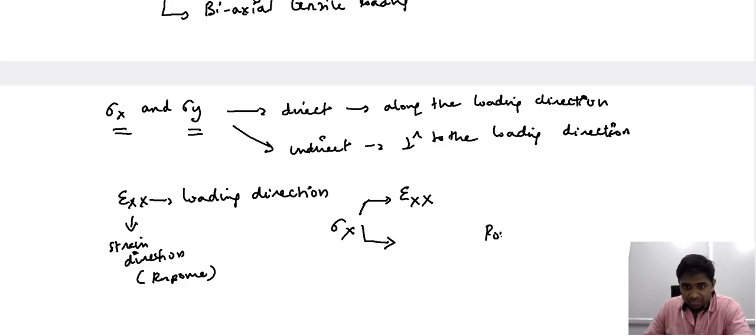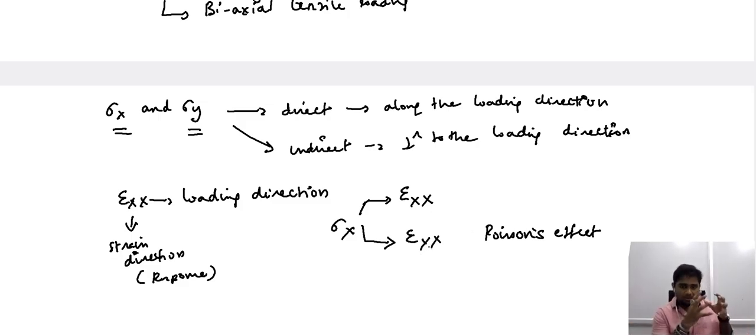Now, the Poisson's effect comes into play, and because of this Poisson's effect, there is a strain that is associated along the y-axis. So the y-axis is the response direction that comes first, and this happens because of the stress along the x-axis. So for one given direction of stress, two different strains appear. One is the strain along the loading direction, and the other is the strain perpendicular to the loading direction. So in this case, this is the direct strain, and in this case it is the indirect strain.